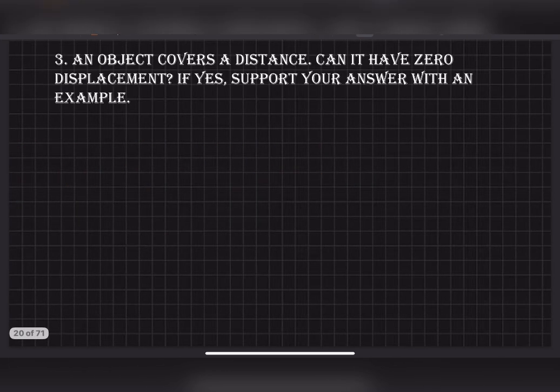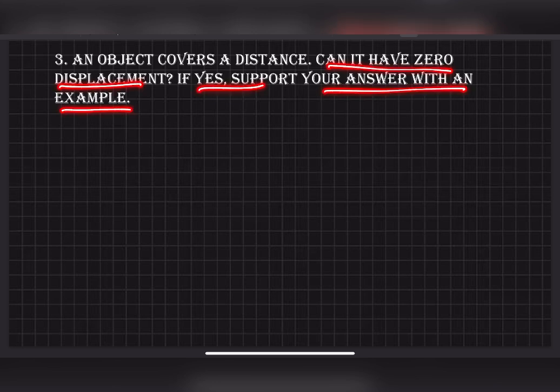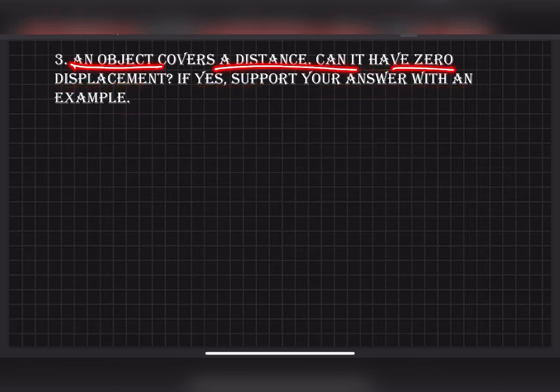Okay, let's go next. An object covers a distance. Can it have zero displacement? If yes, support your answer with an example. When is displacement equal to zero? The answer is yes.